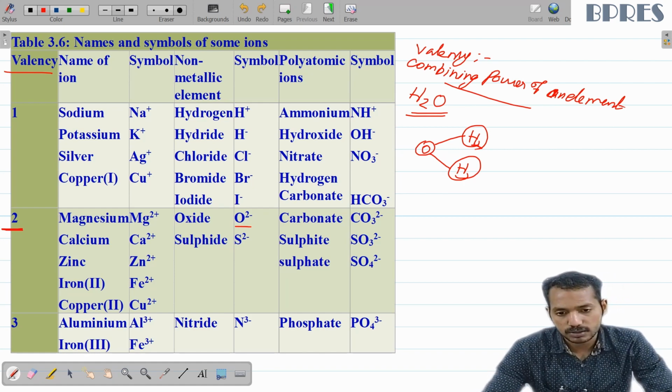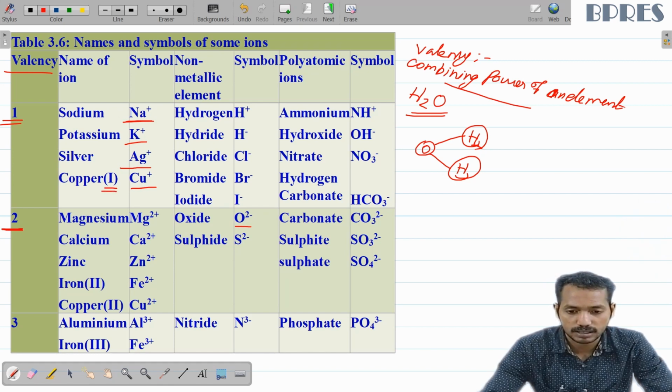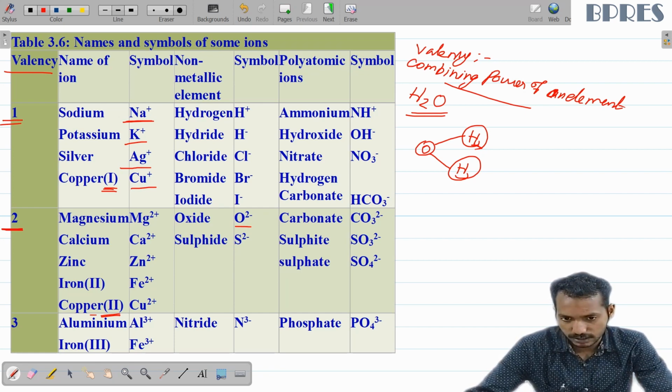Atoms or groups of atoms which have valency 1. See here, sodium. Sodium always possesses a positive charge. Potassium is positive. Silver is positive. Copper is positive. Copper possesses different types of charge. For example, copper 1 is there as well as copper 2 is there. Clear? Similarly, in case of magnesium, these all are metals actually, guys.